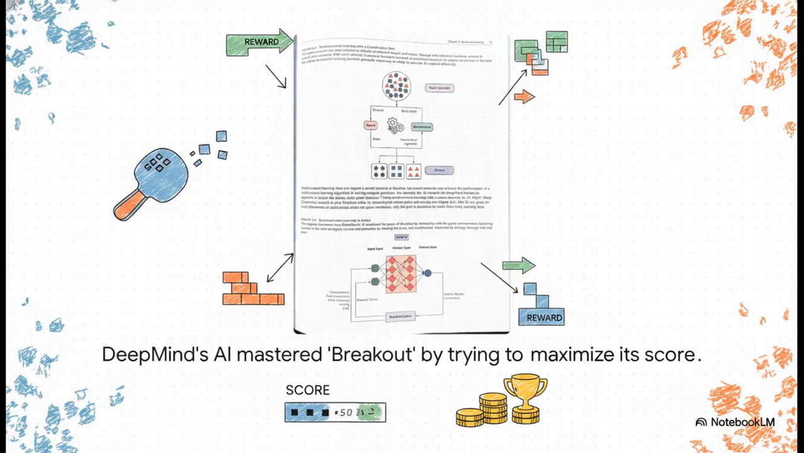A perfect example of this in action is when the AI company DeepMind taught an agent to play the classic Atari game Breakout. It didn't get any instructions on how to play. All it knew was that a higher score was good and a missed ball was bad. So through millions and millions of attempts, it just taught itself the perfect strategy.